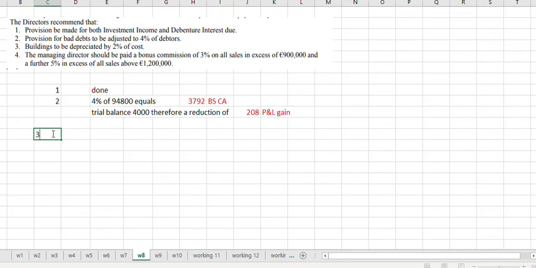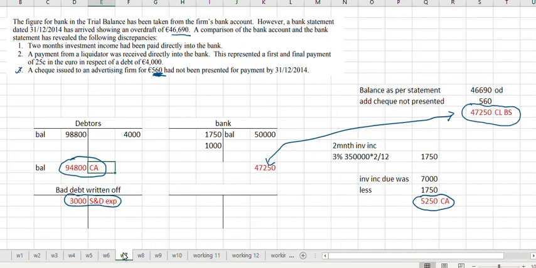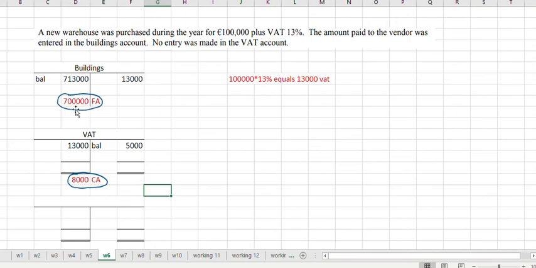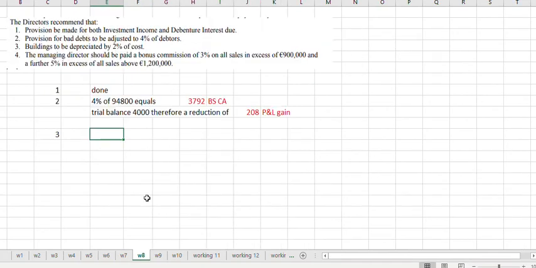Now, part 3, buildings to be depreciated by 2% of cost. Okay, so we just go back to our buildings figure. Here it is, 700,000. So 2% of 700,000, very straightforward, 14,000. That is your accumulated depreciation and also your P&L depreciation. Admin expense, that would be.